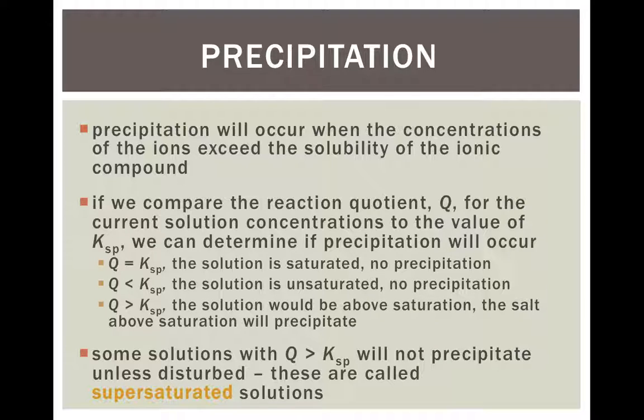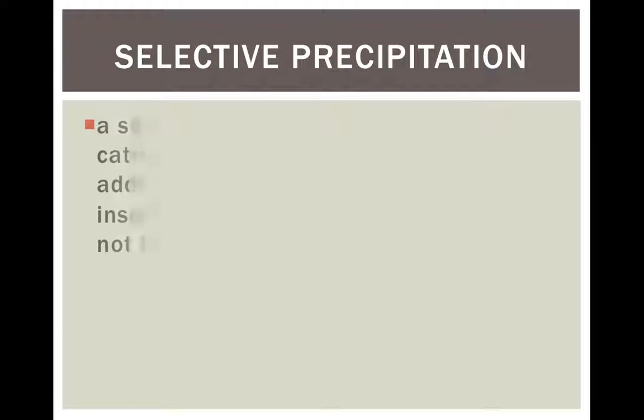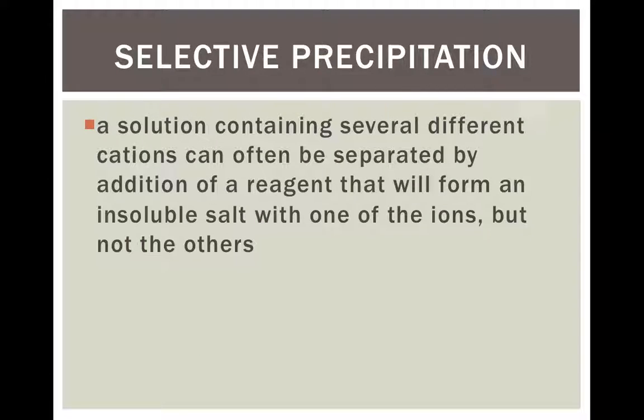Some solutions with Q greater than K will not precipitate unless disturbed. These are called supersaturated solutions. Remember, they're not really dissolved. It's just that the temperature is so high that it allows them to be kind of suspended. And this is showing you supersaturated solutions. They're kind of cool. When you put a seed crystal in or you hit the side, it'll make this really cool design.